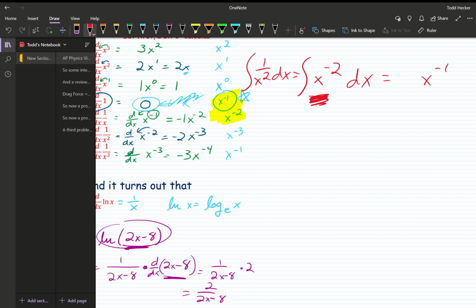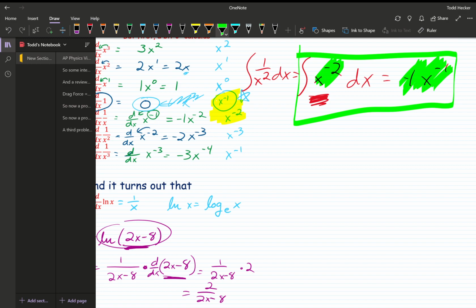Because now if I take the derivative of that, when I subtract 1 from negative 1, it gives me negative 2. But I would bring this negative 1 down up front, so I need a negative 1 here to get rid of that, right? So take a minute and convince yourself that if you take the derivative of this, it gives you that, okay? All right, so that is one of the two things that you need to know.